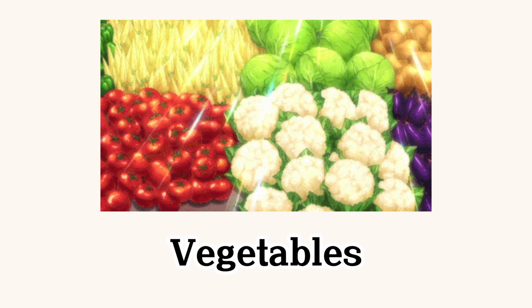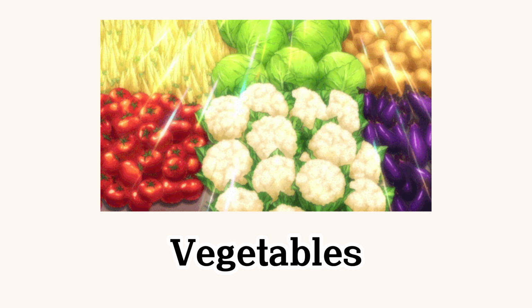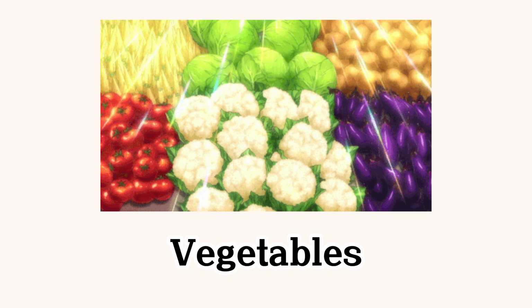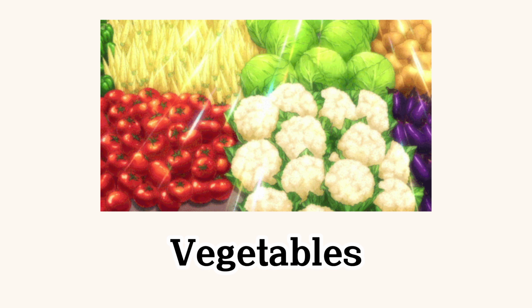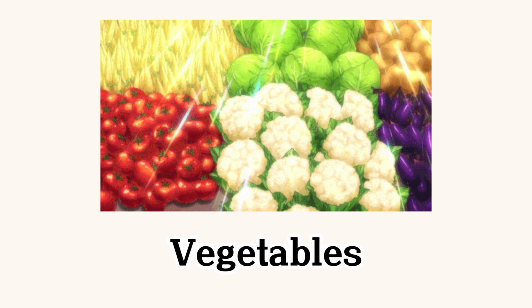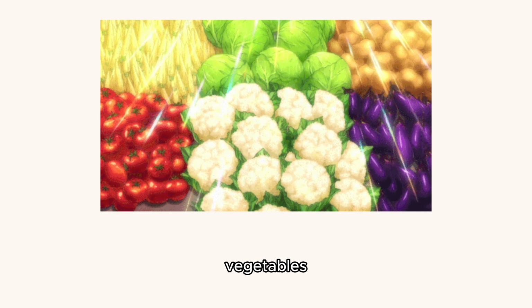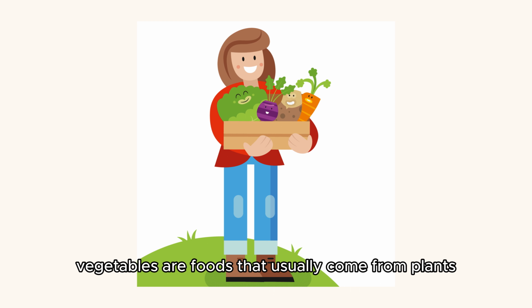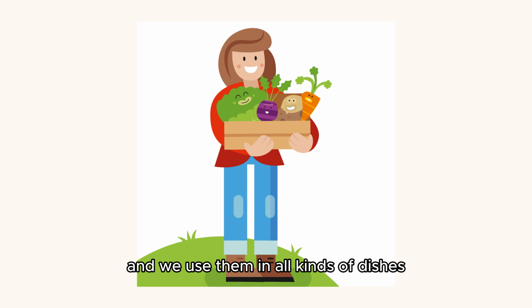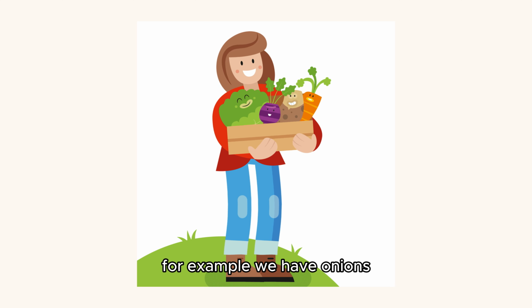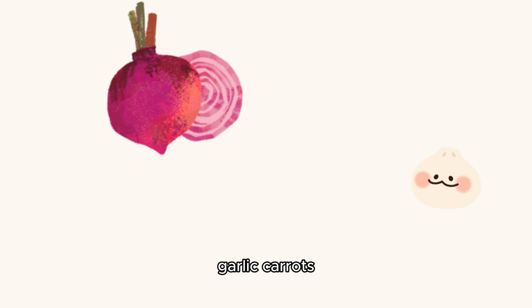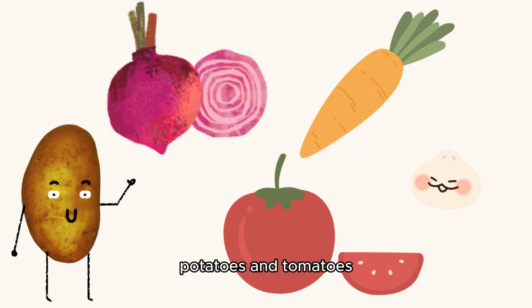Vegetables. We don't say vegetables. We say vegetables. Vegetables are foods that usually come from plants, and we use them in all kinds of dishes. For example, we have onions, garlic, carrots, potatoes, and tomatoes.